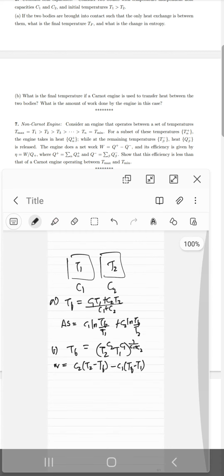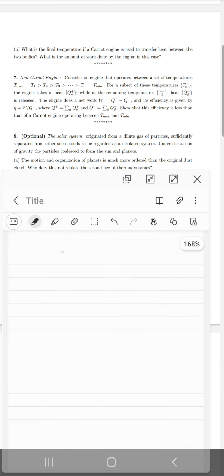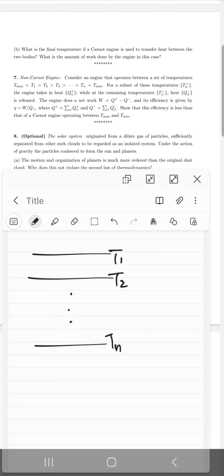7th, non-Carnot engine. Consider an engine that operates between a set of temperatures, at T1, T2, and so on till Tn. T max is T1, and Tn is the minimum. For a subset of these temperatures, T alpha plus, the engine takes in heat Q alpha plus. So for each T alpha, you have Q alpha. While at the remaining temperatures T beta, it gives out heat. The engine does a net work equal to Q plus minus Q minus. So Q plus is defined as the summation of all the ones where you take in heat.